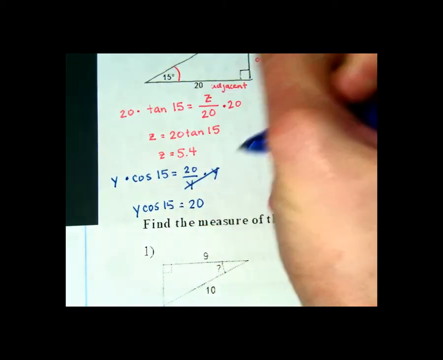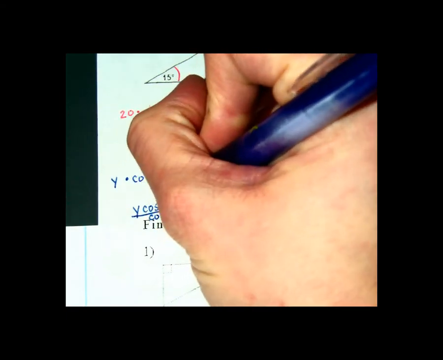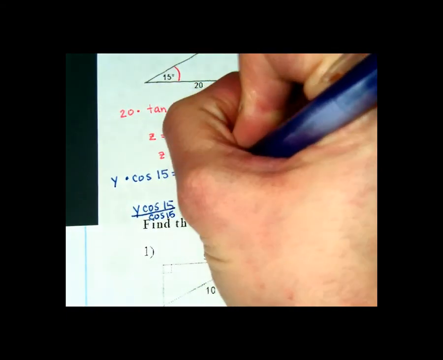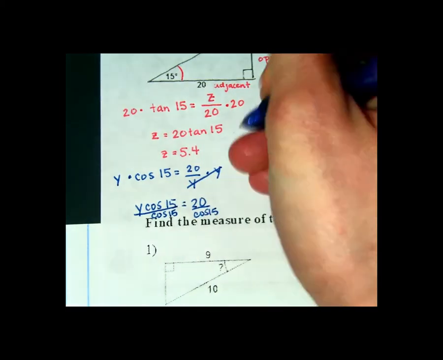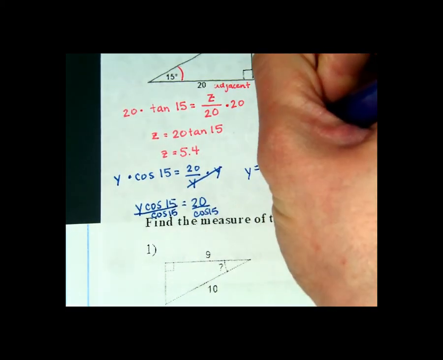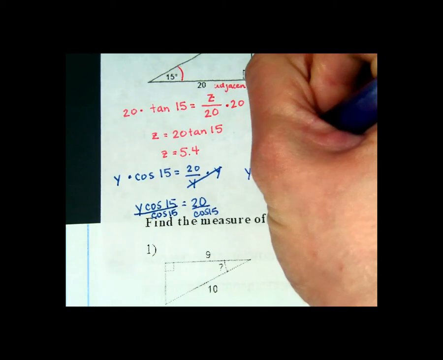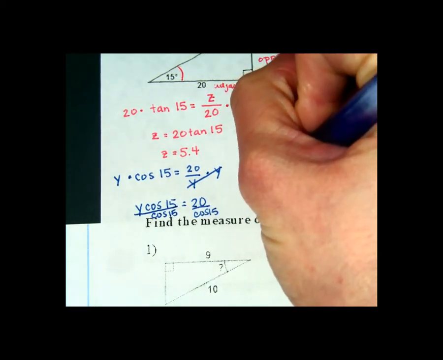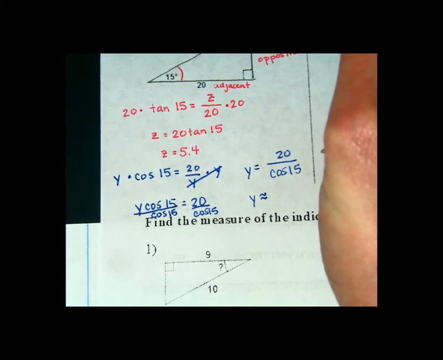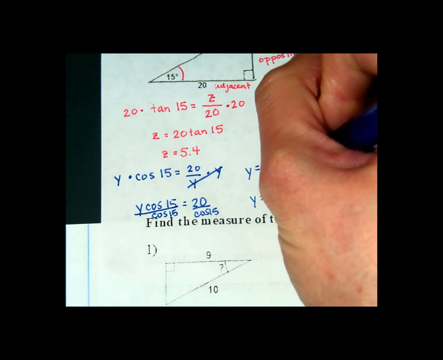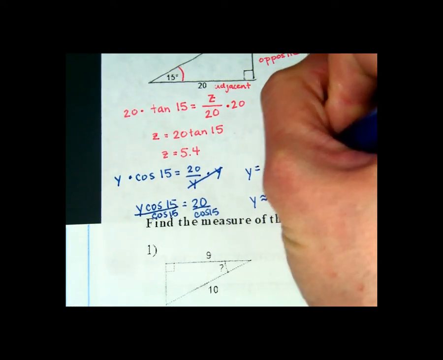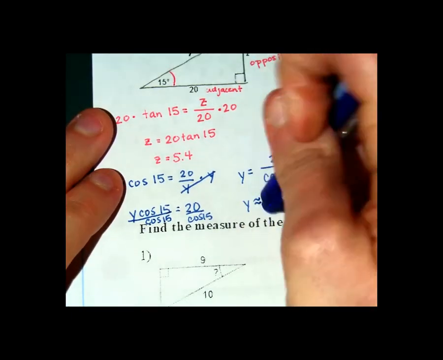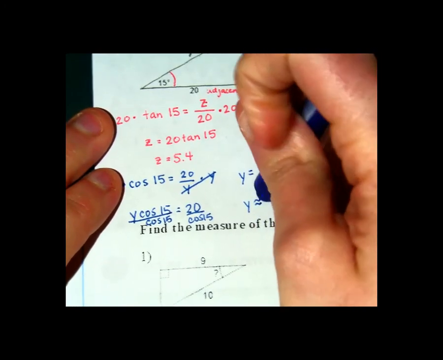So there's actually an extra step to this one. Divide by the cosine of 15. So in your calculator, you need to type in 20 divided by the cosine of 15. What is it? I heard 8.7 and I heard 20.7. Okay, cool. 20.7.